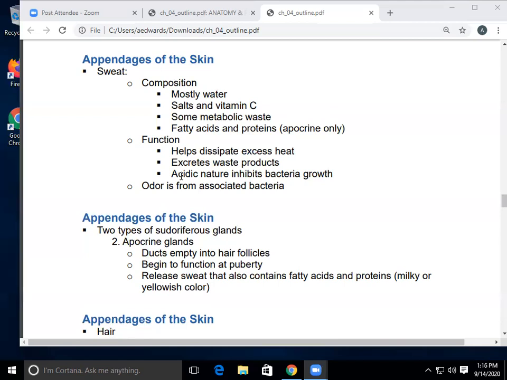All right, so we've covered the eccrine glands. Let's talk about the apocrine glands. Eccrine ducts go to the skin. Apocrine glands, their ducts go to the hair follicles. Again, these also start functioning more at puberty. And this is that sweat we talked about that has the fatty acids and proteins, so it can be more milky or yellowish.